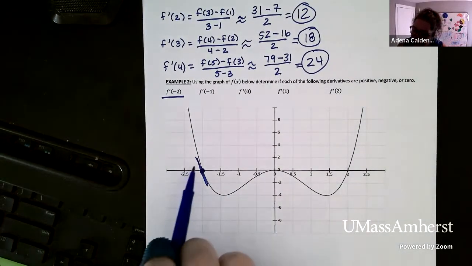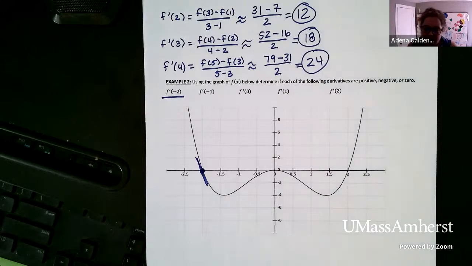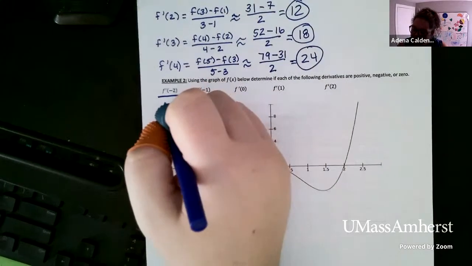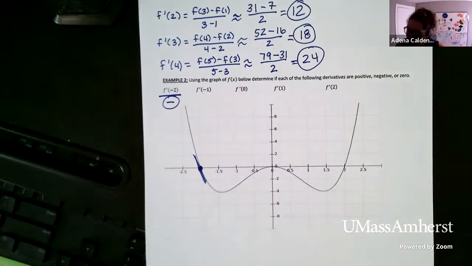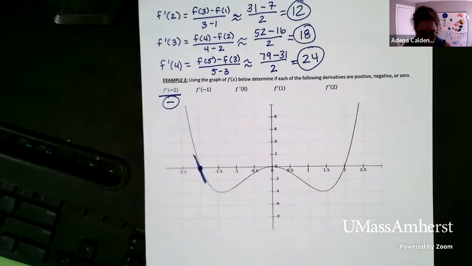So if it goes down from left to right, the slope is negative. If it goes up from left to right, the slope is positive. If it's horizontal, then the slope is 0. So this one goes down from left to right. So we know that the derivative at -2, or the instantaneous rate of change at -2, has to be negative.